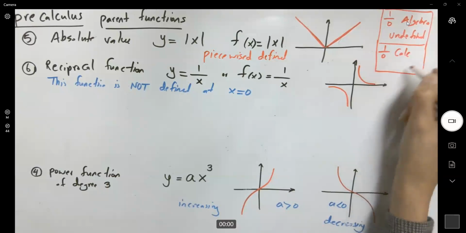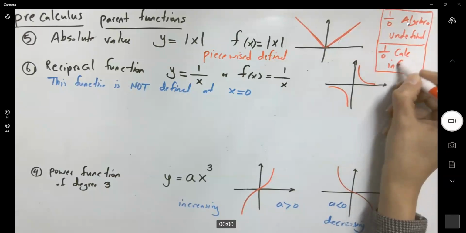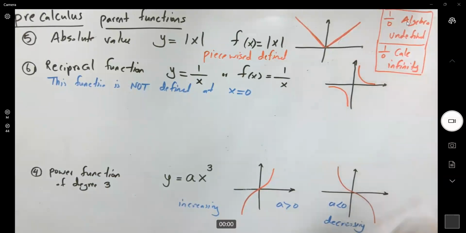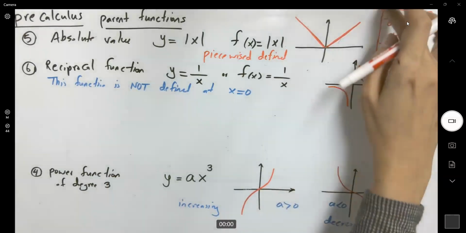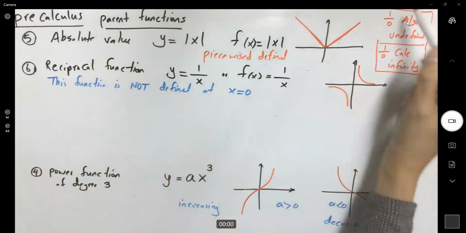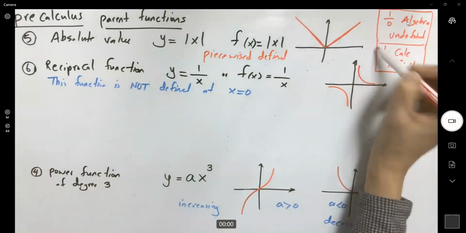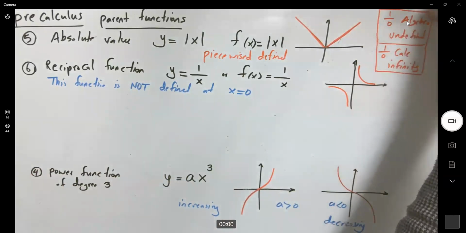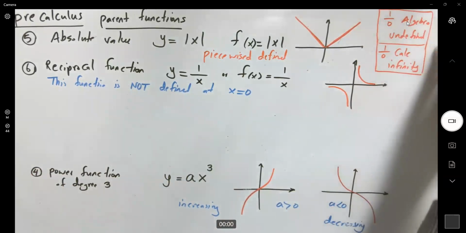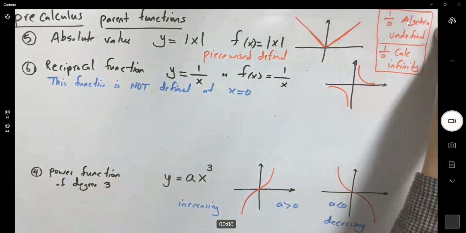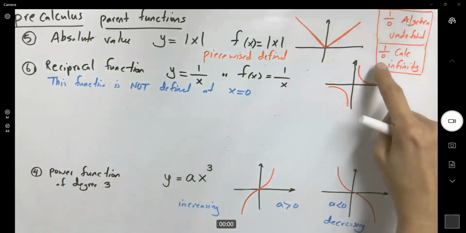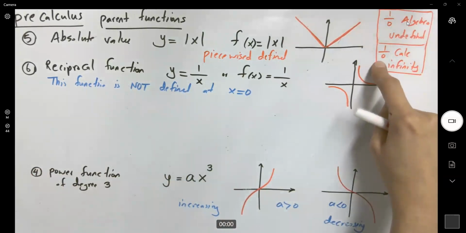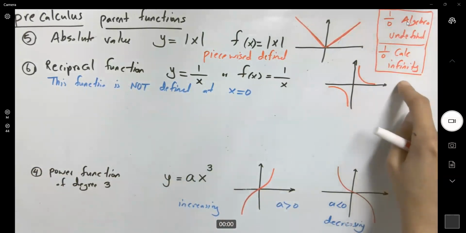In calculus, it is infinity. In calculus, we're going to learn more about the behavior of a number divided by 0. So remember that when we go back to algebra, we don't know anything about calculus in algebra. So we say that, hey, 1 divided by 0 is undefined. But in calculus, when you see 1 over 0, we have infinity.